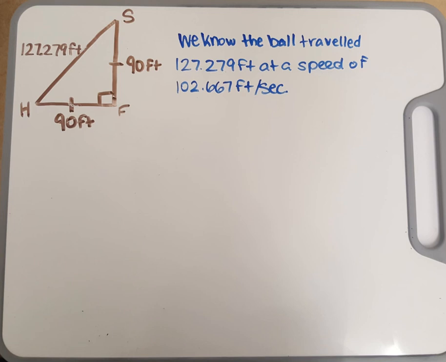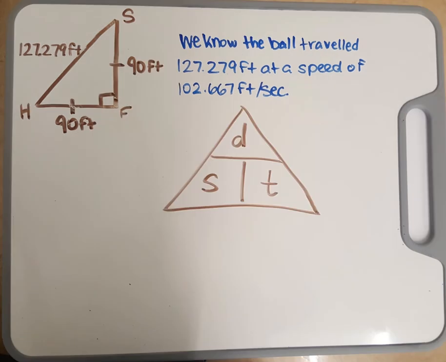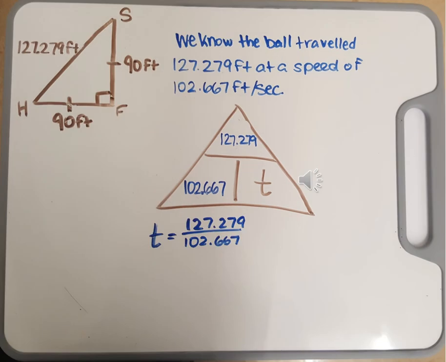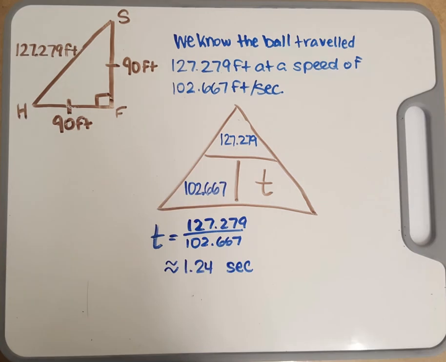Now that I had my speed and my distance with units, I changed my statement to say we know that the ball traveled 127.279 feet at a speed of 102.667 feet per second. I went back, drew in my triangle, and filled in the distance and the speed. I translated this to an equation in the exact same way as before, and I got that the time is approximately 1.24 seconds, which seems like a much more reasonable answer.